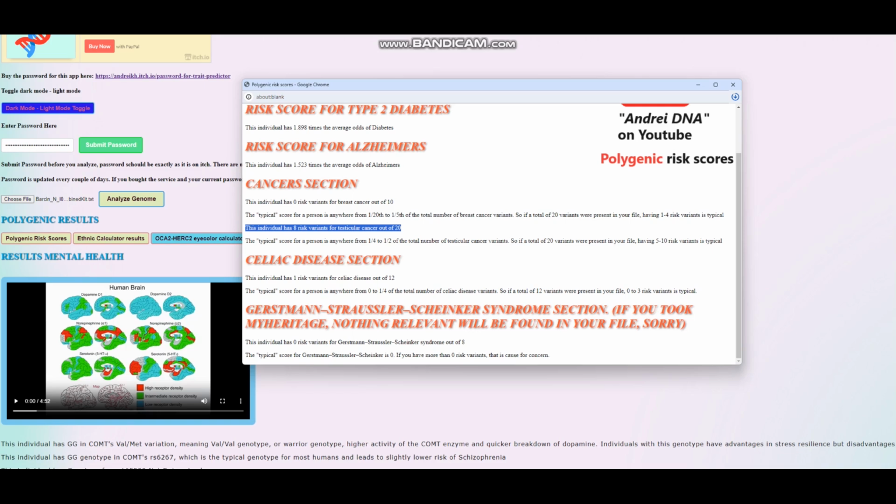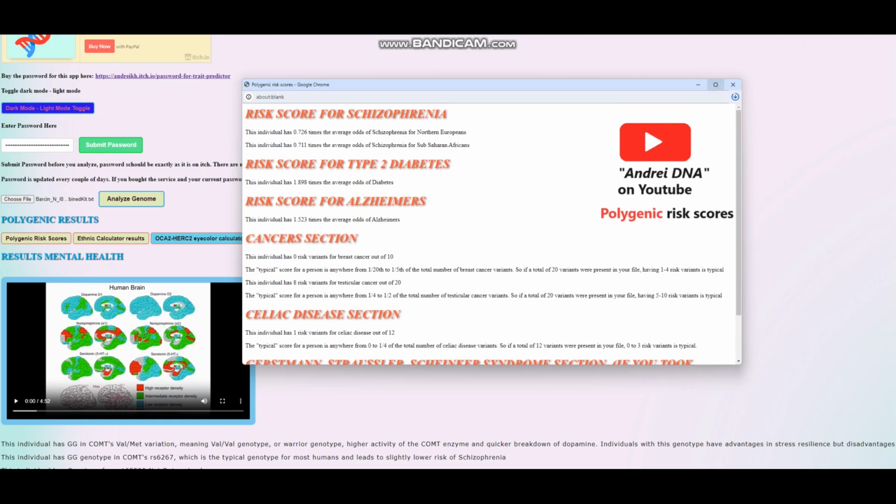When it comes to celiac disease section, it looks like 1 risk variant out of 12, once again pretty typical. And 0 risk variants for GSS out of 8, I can't even really pronounce it, it's just German names. It's a really scary syndrome that people get when they're older. Very good. Looks like a pretty healthy result. Let's go ahead and check the monogenic stuff.